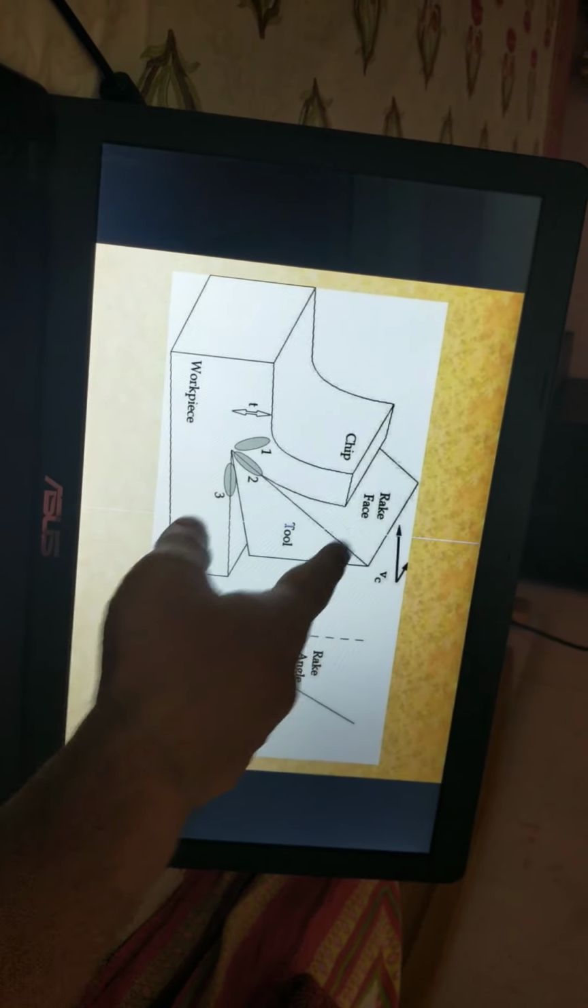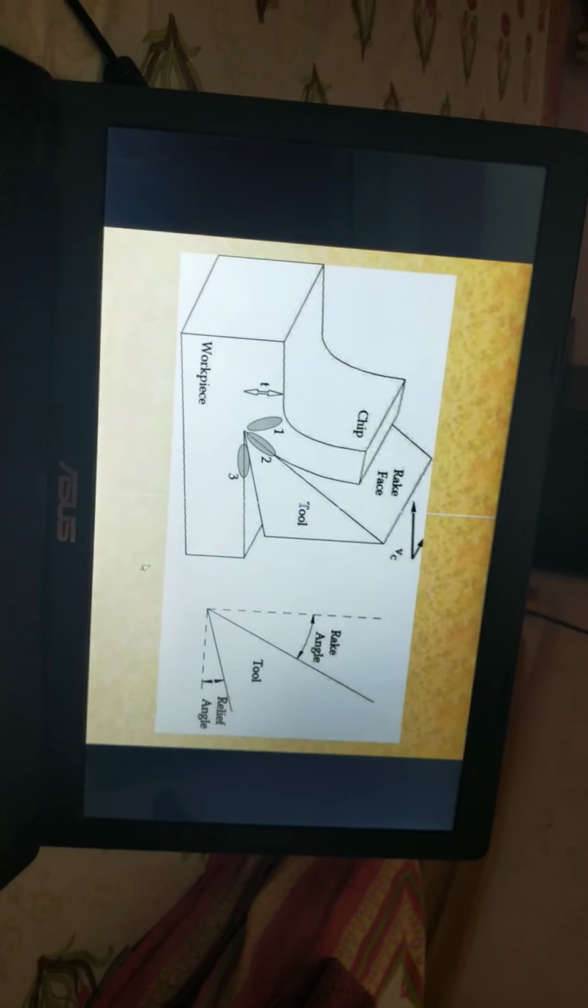Here also it is the same thing, three dimensional. In the front view also you can draw this. This is the rectangle, the tool is there, and this is going to be your relief angle, so as to avoid the tool touching the workpiece.